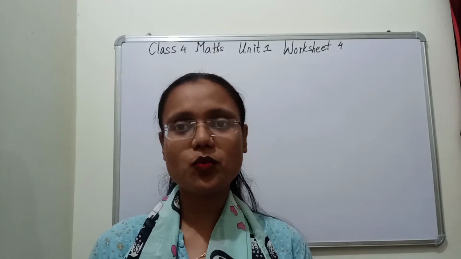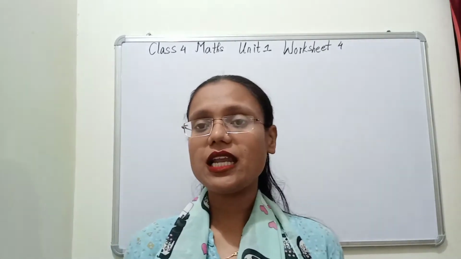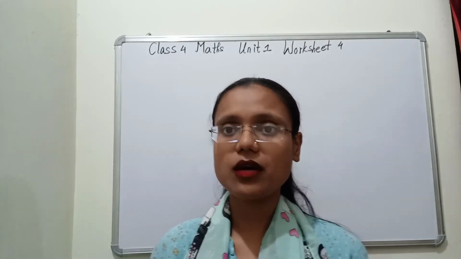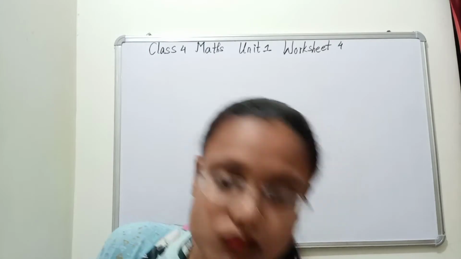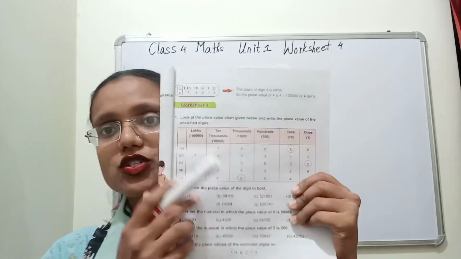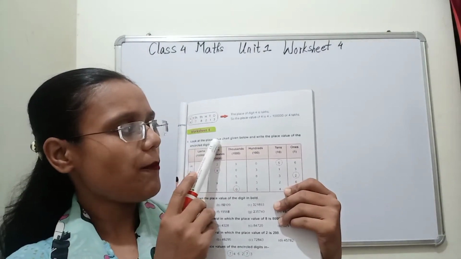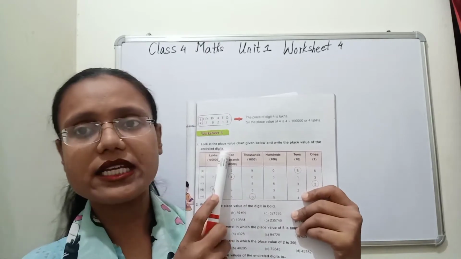Today we are going to do worksheet 4, unit 1, class 4 mathematics. In last video you saw worksheet 3. Now we are going to do worksheet number 4. In worksheet number 4, your first question is look at the place value chart given below and write the place value of the encircled digit.